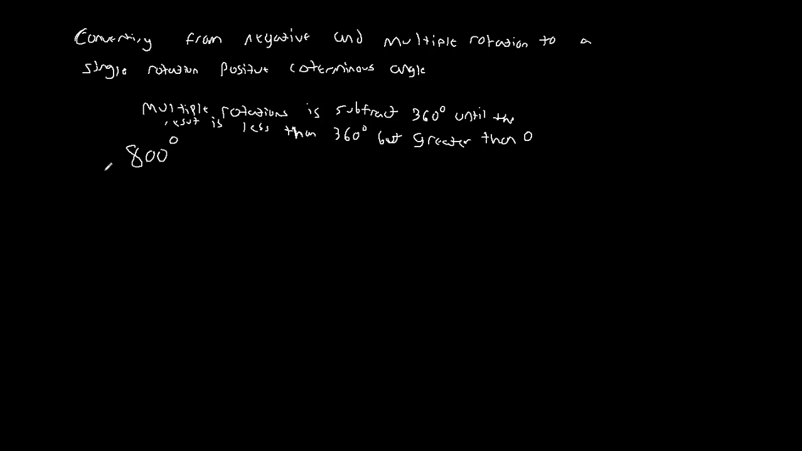Right? Okay, so let's apply this logic, right? Multiple rotations, subtract 360 until your result is less than 360, but greater than 0. So 800. Let's go ahead and subtract 360 once. If we do that, right, we get 440 degrees. Well, that's still greater than 360, so we're going to do that again. Right, 360. If we do that again, we get 80 degrees. Right, so 80 degrees in this case is the single rotation positive coterminous angle of 800. Hopefully that makes sense.